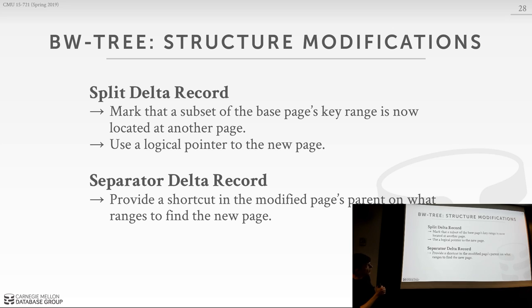So we're going to have a split delta record that keeps track of where certain ranges of keys from a page can be found, whether it's left or right. And then we'll have a separator delta record, which is a shortcut mechanism for higher parts of the tree to allow us to not have to scan through the entire delta chain just to find that the data we're looking for is on another node. We're going to do splits here in the next slide. For merge, it's the same process, just done in reverse. There's nothing extra, nothing special you do.